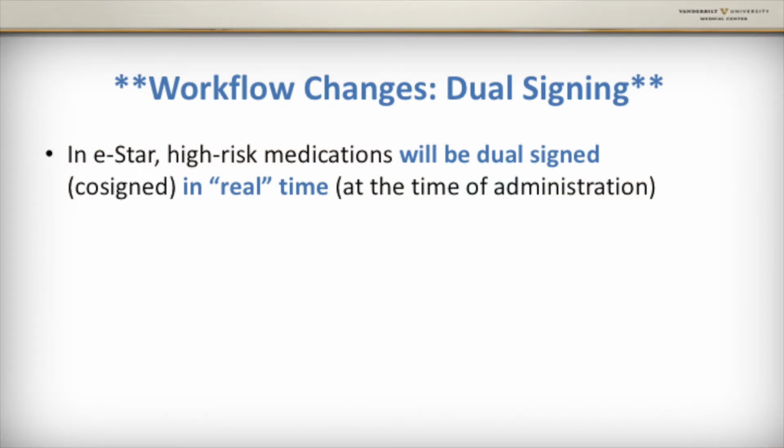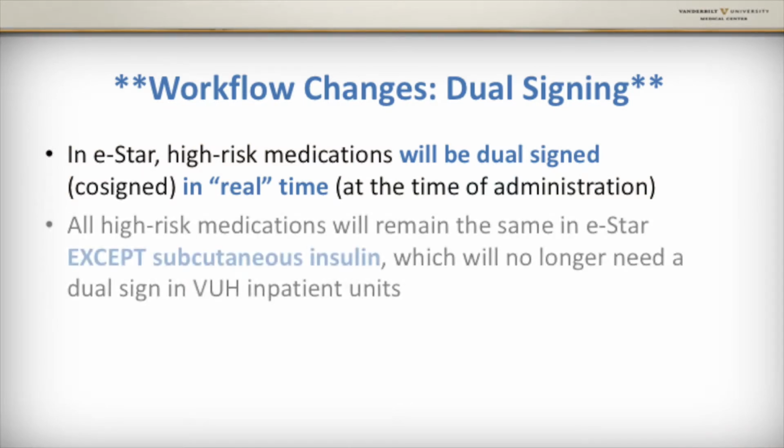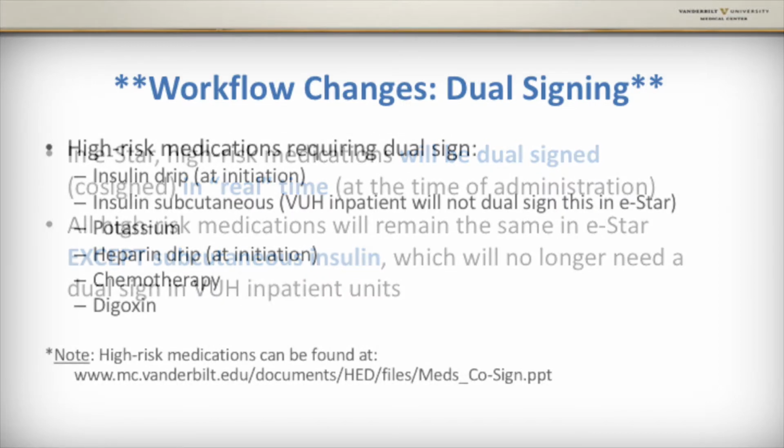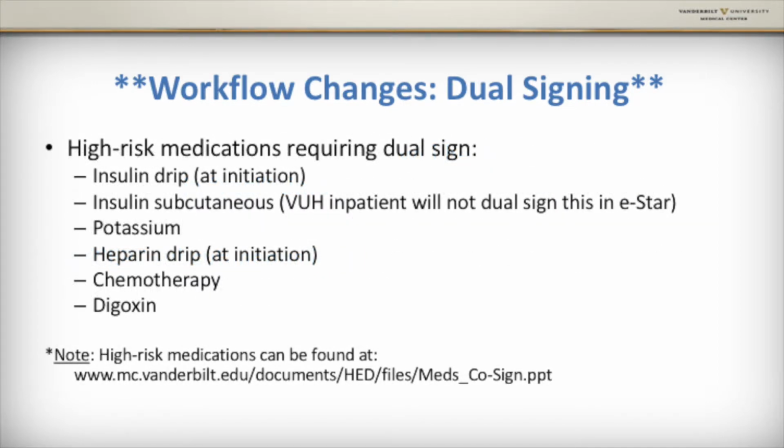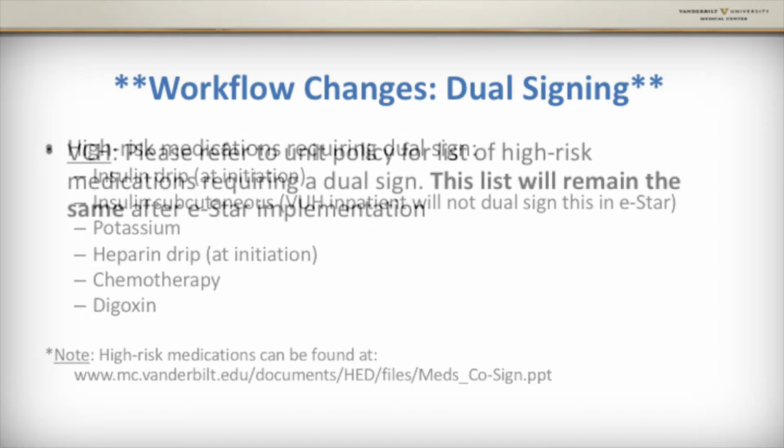In eStar, your high-risk medications will need to be dual-signed in real time. All of the high-risk medications will remain the same in eStar except subcutaneous insulin, which will no longer need a cosign in VUH inpatient units. Here is a listing of the medications that will require a dual sign. These medications can also be found at the website below.